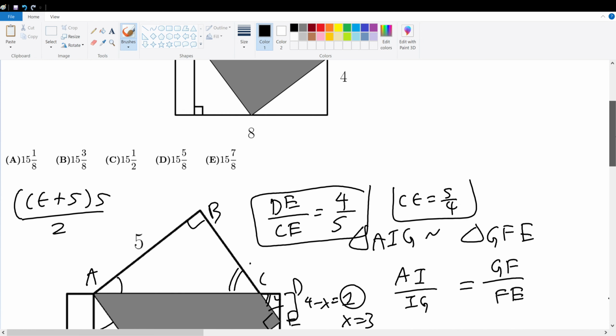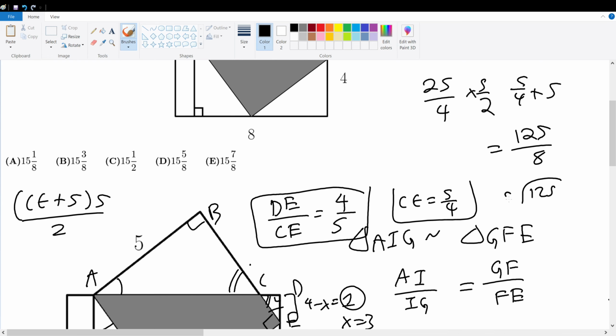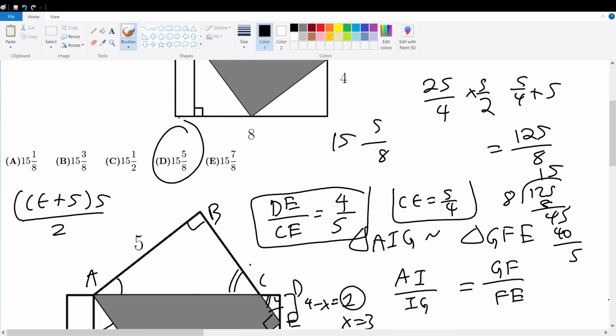So let's scroll to give ourselves some more room. So 5 over 4 plus 5 will give you 25 over 4, and then 5 over 4 plus 5, right? So 25 over 4 times 5 over 2 will give you 125 over 8. So 125 divided by 8 gives 15, with a remainder of 5. So a mixed fraction would be 15 and 5 over 8. That would be answer choice D, and we are done.